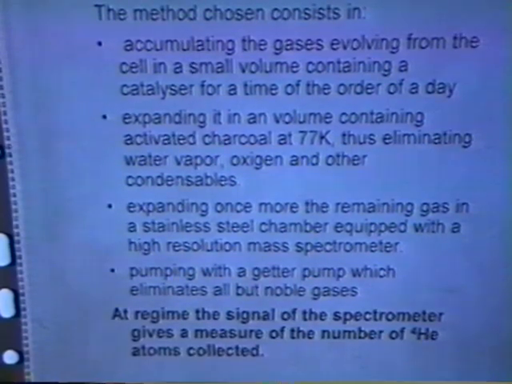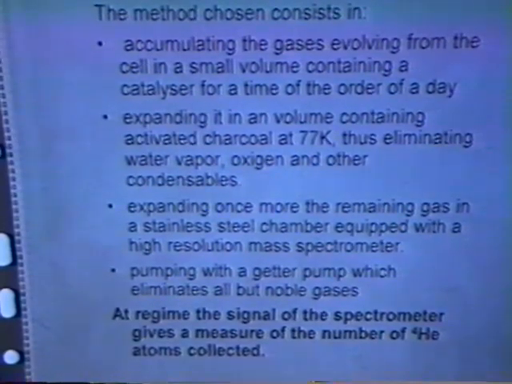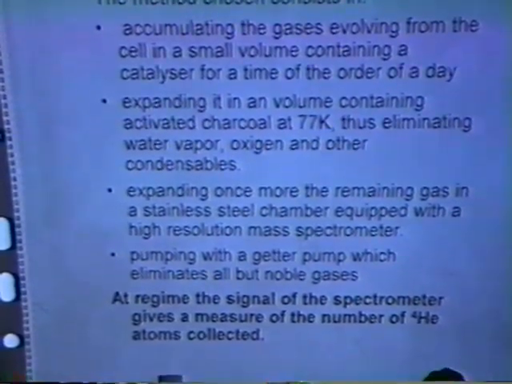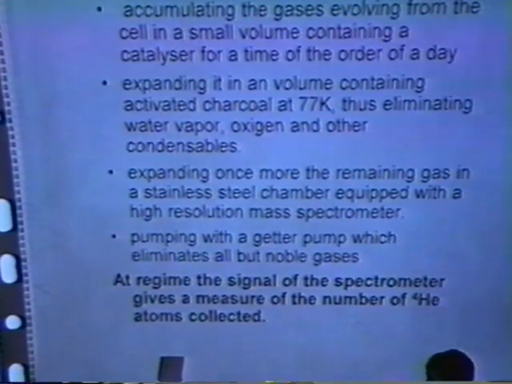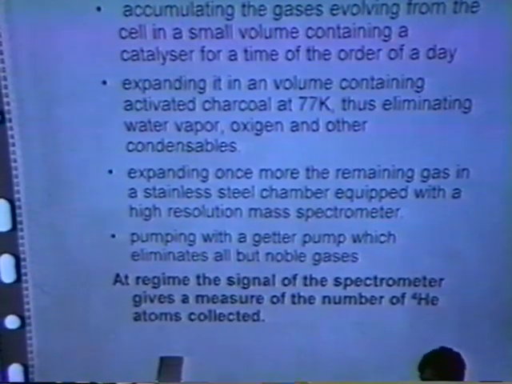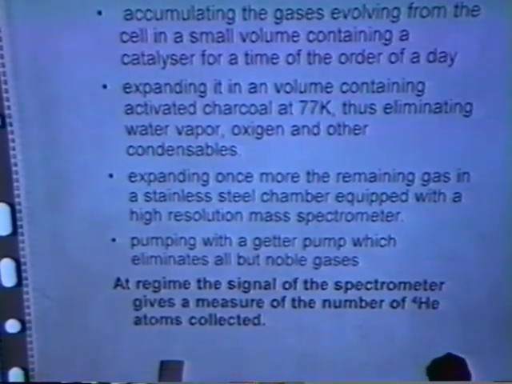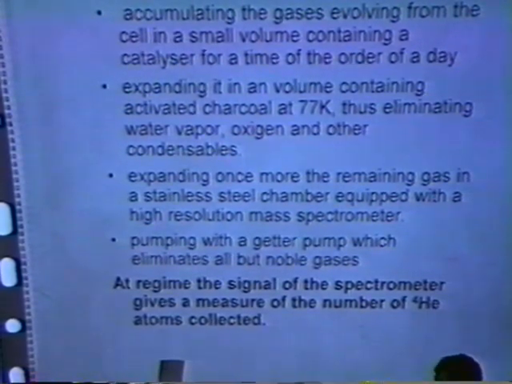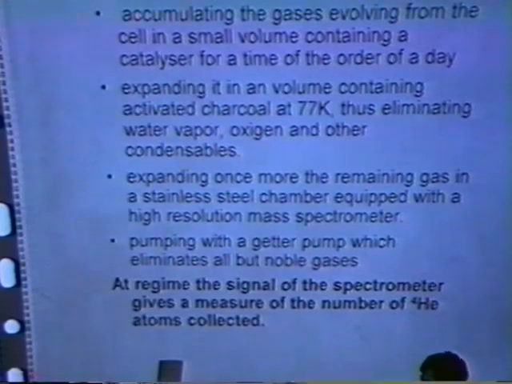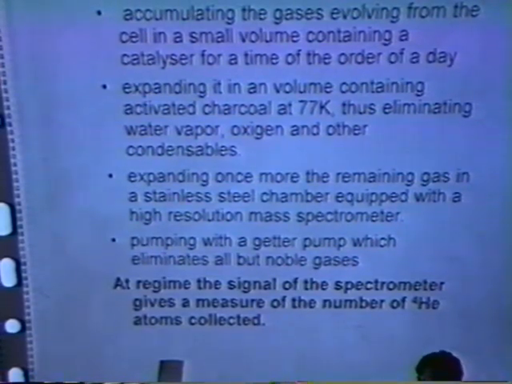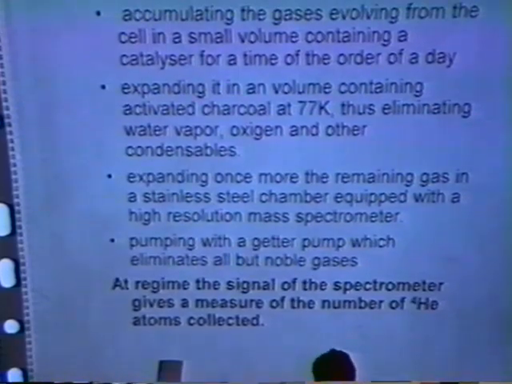Then we expand the gas in a volume containing activated charcoal at 77 K, eliminating water vapor, oxygen, and other condensables. Then there is an ultra-high vacuum chamber in which there is a mass spectrometer and a getter pump, which eliminates everything but noble gases. So at the end, we have in the mass spectrometer chamber only helium, neon, argon, nothing more.